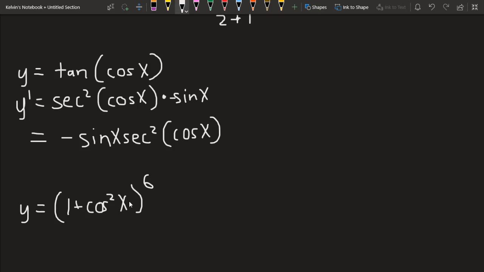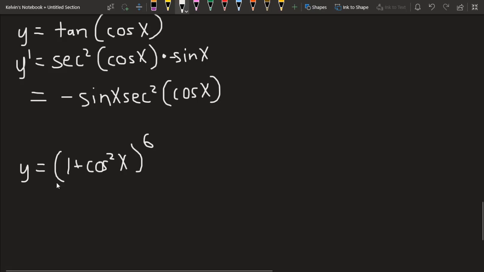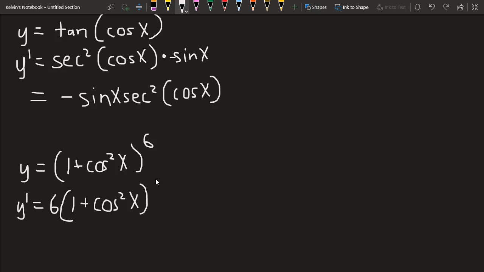So in order to do this problem right here, what we have to do is use the general power rule. So in order to find it, use general power rule. So this is just 6 times y plus cosine squared of x to the 5th. And now we have to find the derivative of 1 plus cosine squared of x.